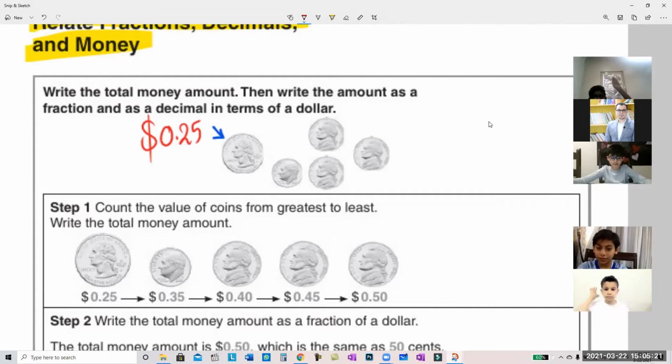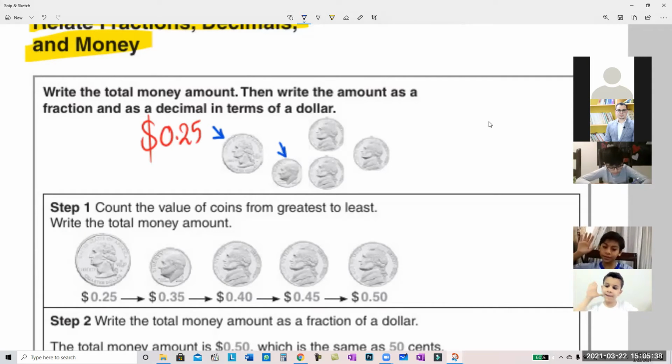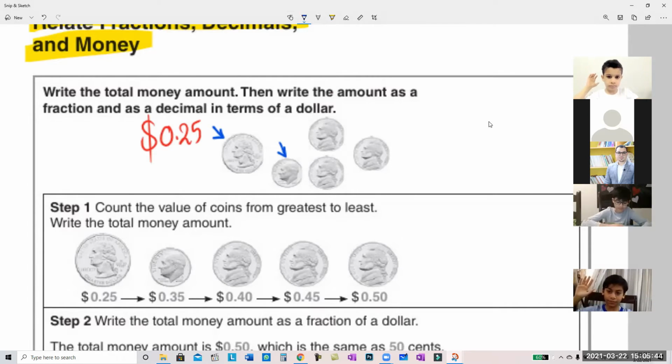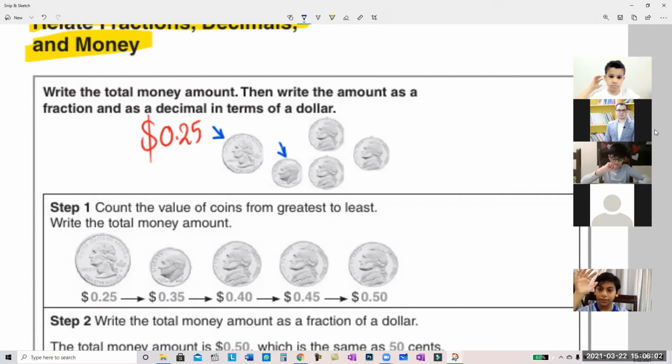Okay, what about Adam? Yes. Can you tell me what is the name of this coin? I don't know because I'm not used to American dollars. Okay, but we studied it before, and I already showed you. Yeah, and also I just joined earlier. Okay, thank you.